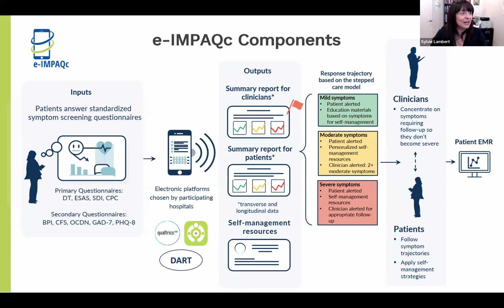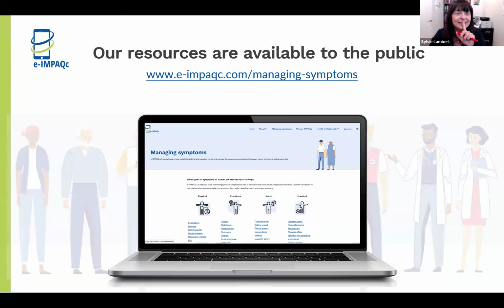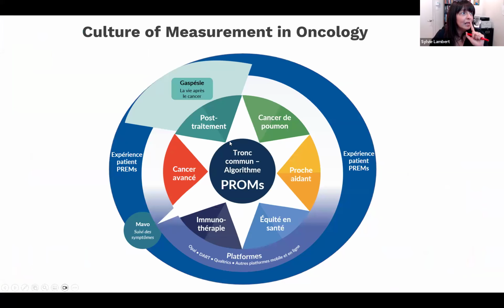So you'll see, I think our efforts are paying off. I do have some effectiveness data. Our resources are free to use, whether you participate in eImpact or not as a clinical site. Some clinical sites don't even have basic fact sheets to help patients manage symptoms. So the website actually gets a lot of traffic because some centers don't have that yet. So really what eImpact is trying to do is establish a culture of measurement in oncology.